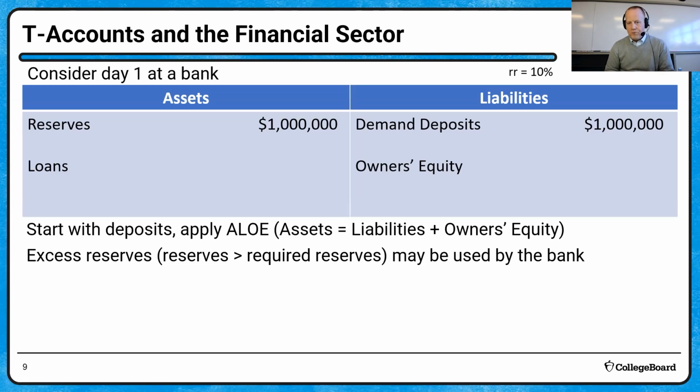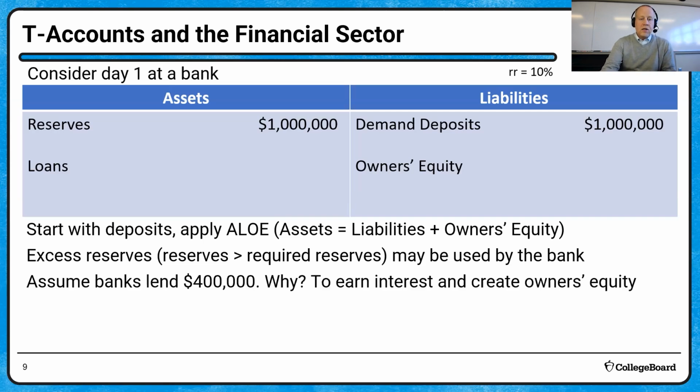So in this example, demand deposits are $1 million, total reserves are $1 million for now. They haven't done anything yet. Of that $1 million in reserves, they have to keep 10%, $100,000 on reserve. The other $900,000, they can lend it out. So let's talk about the lending process. The bank decides they're going to lend out some money. Let's say they lend out $400,000.